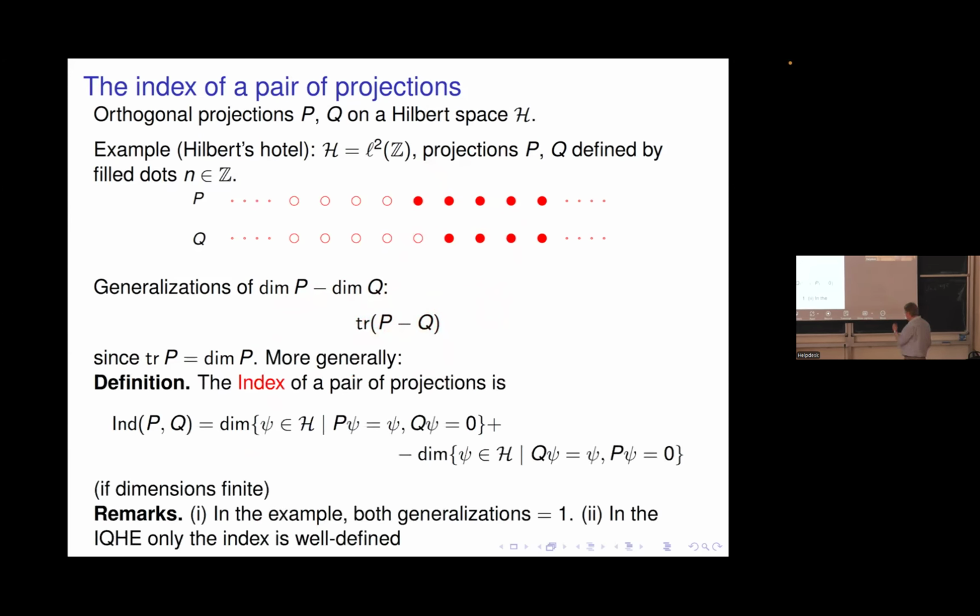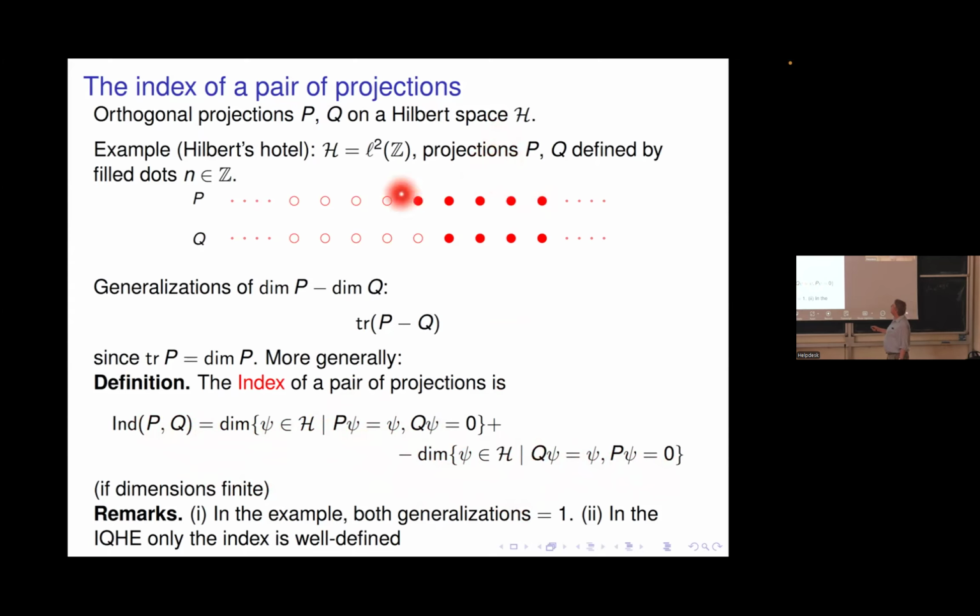Let me extend this a little bit. More generally, the formal definition of the index of a pair of projections goes like this, provided it is well defined at the end. So here you have your projections, the index thereof is this. You first look at the subspace of the range of P consisting of those vectors that are fully orthogonal to Q. And from that you subtract the same with the roles of Q and P exchanged.